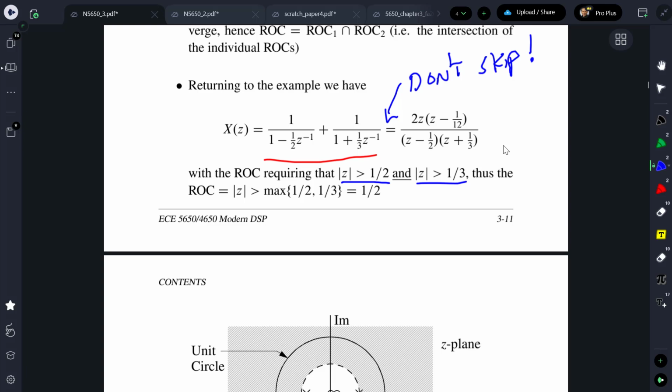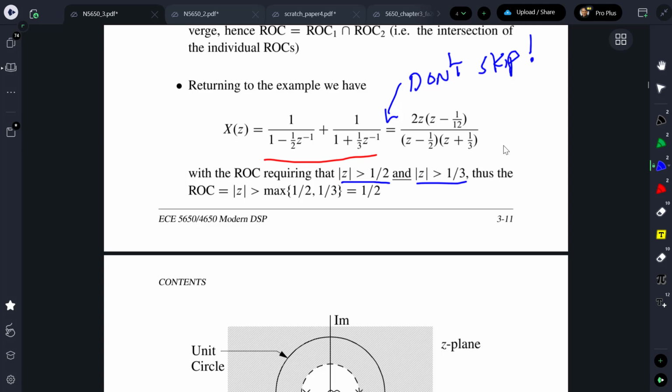Don't skip this last step. I realize you say it's only algebra, but do it because you need to do it so you can see what's going on, because you're missing something if you don't do it. When you put it over a common denominator, now you can see what you have in the numerator is another polynomial, and you can see that you have two zeros in the numerator.